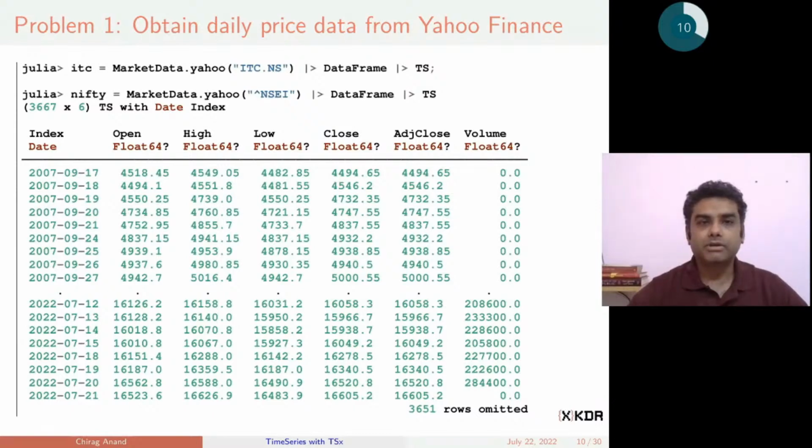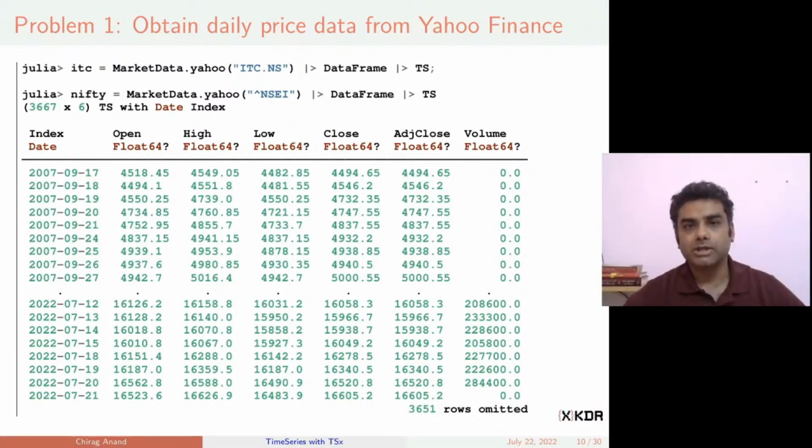So the first step for problem number 1 is that we download data from Yahoo Finance using the MarketData package. Here we are downloading data for two symbols. One is a stock called ITC, and the other is the Nifty index. We download this data and then convert it into a data frame and then to TS objects. MarketData returns a TimeArray object, which cannot be directly converted into a TS object as of yet. In the future, we should have that functionality.